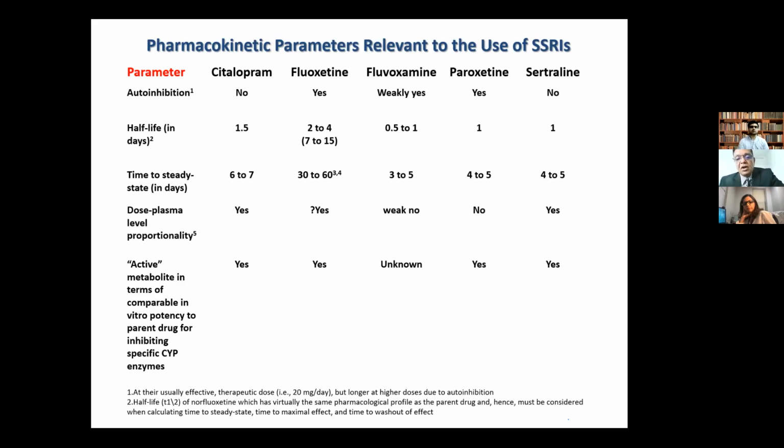And then we talk about the active metabolite, which we discussed in the discontinuation topics, and the inhibition of the cytochrome enzyme systems. Sertraline has a metabolite which may still have some ability to inhibit 2D6, but paroxetine does not have any active metabolite. So that is a little confusing. Let me read: active metabolites in terms of comparable in vitro potency to the parent drug for inhibiting specific enzymes. Paroxetine should not be there if they're talking about active metabolites. Anyway, let's move on because this is a little confusing. I don't want to confuse you. Need to change that.